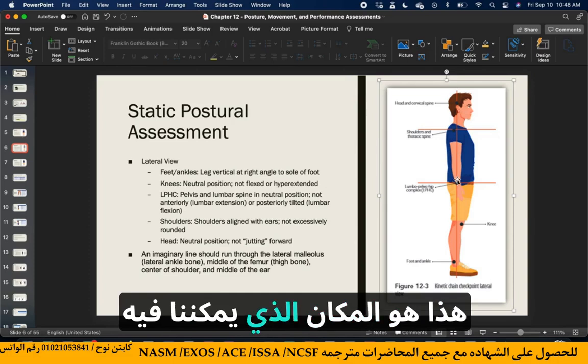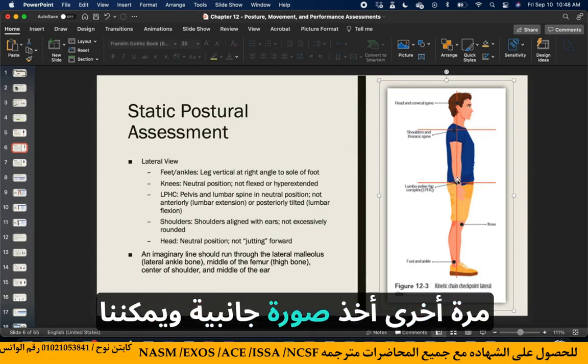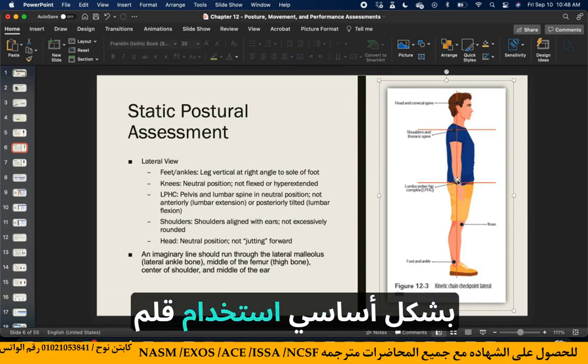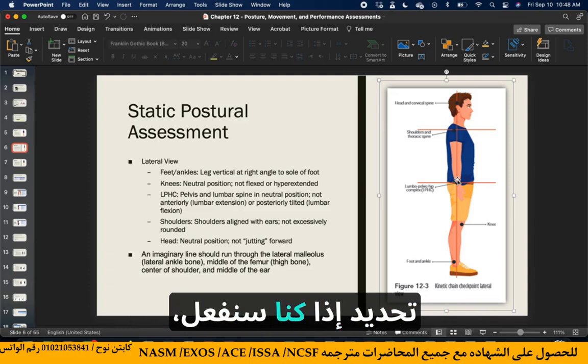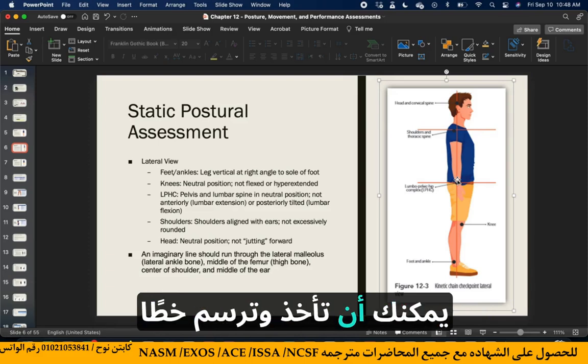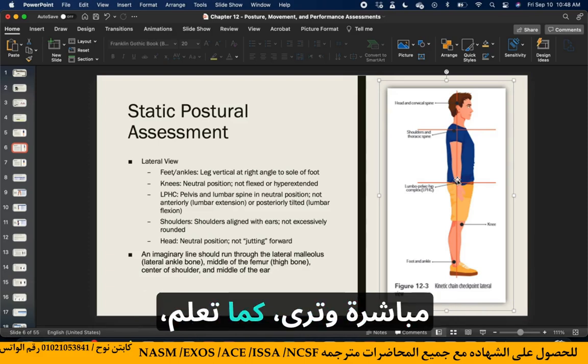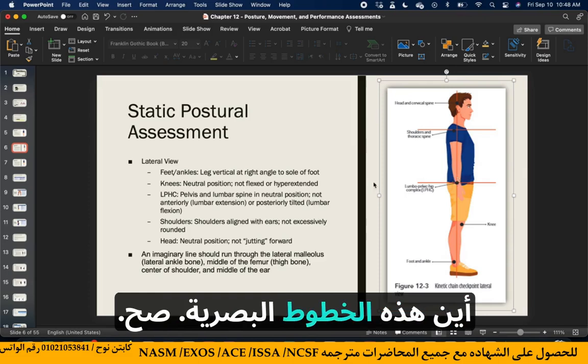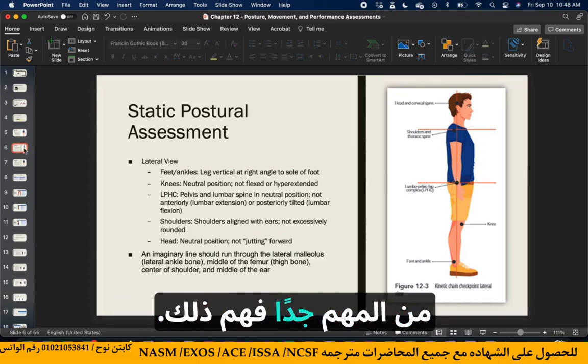This is where, again, with a side view picture, we could basically take a Sharpie, or even use a paint app, and run a line directly through and see where these lines of sight are. Very, very critical to understand that.